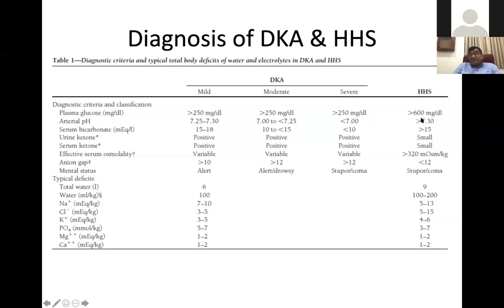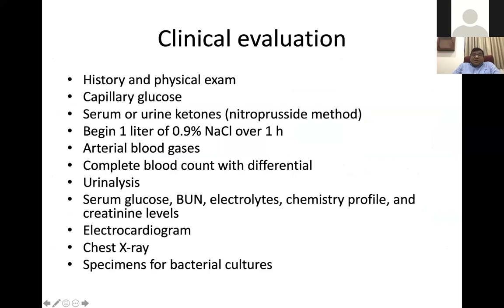Whereas HHS, you need to know definitely that they have higher pH than the DKA, more than 7.3 by definition. They should not have very low bicarb, and also they should have hyperglycemia, usually very high blood glucose, but there's no obvious cutoff there. And then also they have very high serum osmolality, whereas it may be variable in DKA. They also can be having stupor or coma.